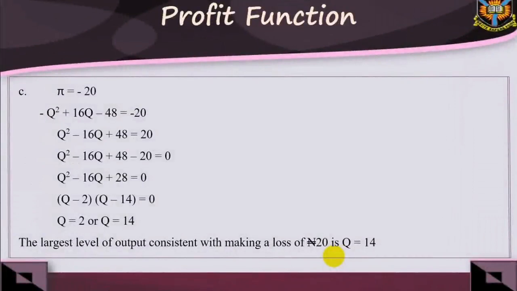C. Pi equals minus 20. Minus Q squared plus 16Q minus 48 equals minus 20. Q squared minus 16Q plus 48 equals 20. Q squared minus 16Q plus 48 minus 20 equals 0. Q squared minus 16Q plus 28 equals 0. Q minus 2 bracket times Q minus 14 bracket equals 0. The largest level of output consistent with making a loss of 20 naira is Q equals 14.